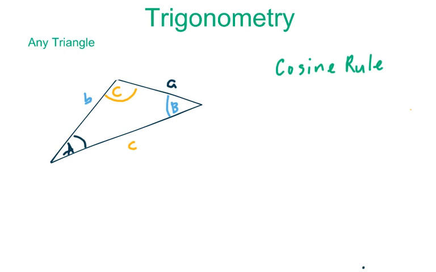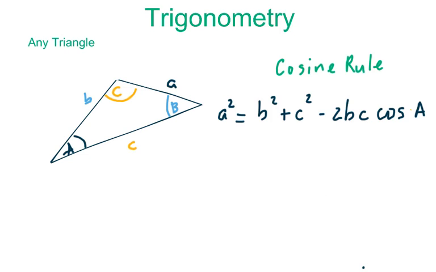The next is the cosine rule. The cosine rule says the sum of the squares of two sides minus 2 times the product of those two sides times the cos of the angle between them is equal to the third side. Let's write that down to see what it really means. So the side A squared is equal to the side B squared plus the side C squared minus 2 times B times C times the cos of the angle that's between sides B and C, which is angle A.